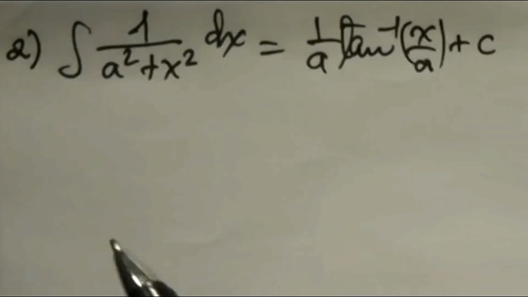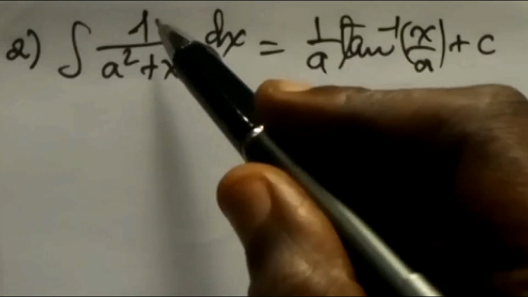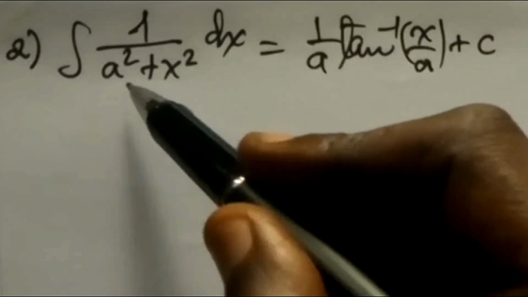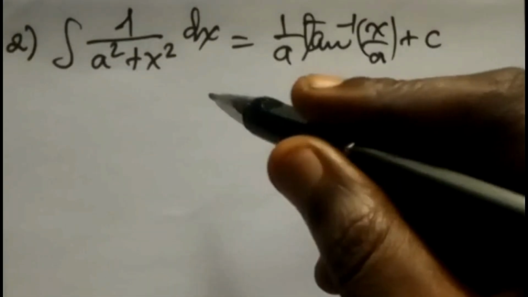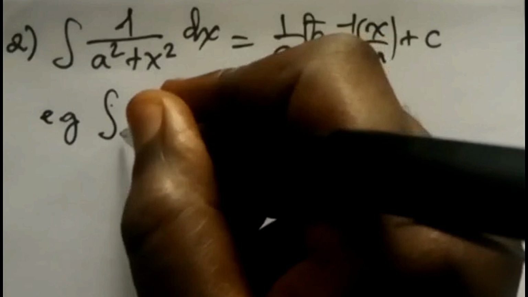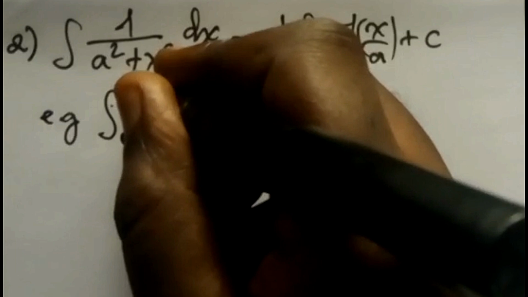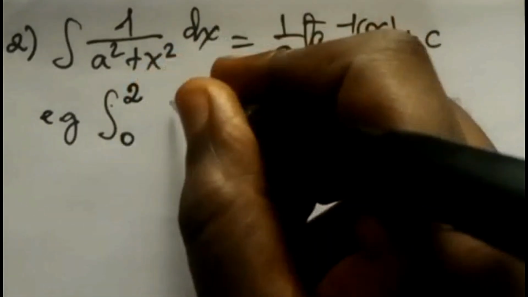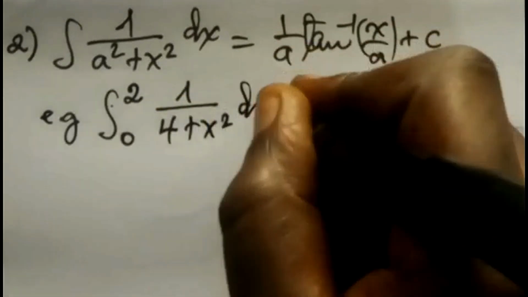Again, to apply this formula, you will need to make sure that there is a real constant at the numerator, and that you are dealing with sum of two squares at the denominator, in which the coefficient of the square of the variable at the denominator is positive 1. An example, we have integral from 0 to 2 of 1 all over 4 plus x squared dx.